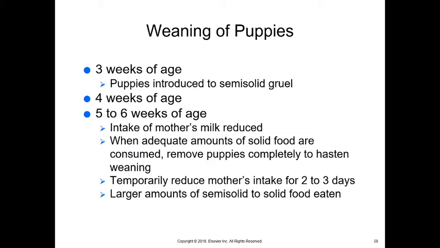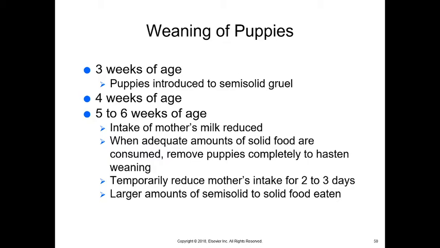At about 3 weeks of age, we're going to start to introduce a semi-solid gruel. So we're going to add a little bit of soft food to the milk, and they may start to lick at that a little bit. At about 4 weeks of age, we're going to start to add little crunchies into that milk. At about 5 to 6 weeks of age, the intake of mother's milk is going to be reduced, and you're going to have adequate amounts of solid food consumed, and we're going to start to remove puppies from mom.